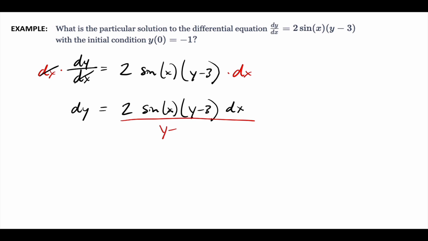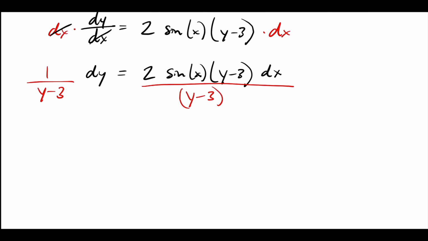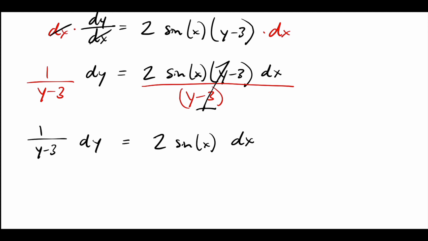Exactly. Y minus 3 is not the angle. It's not sine's angle. So I can divide. The angle is x, so I can't divide by x, but this is just multiplication here. All right. So these guys cancel out. We got 2 sine of x dx, and over here we got y minus 3 dy. Okay. X's are on the right, y's are on the left. Step 1 done.